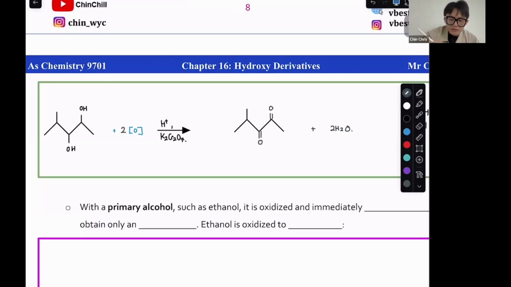All right, guys. Next, for primary alcohol, you can oxidize it and immediately distill off to get an aldehyde. So, guys, I will show you one example.